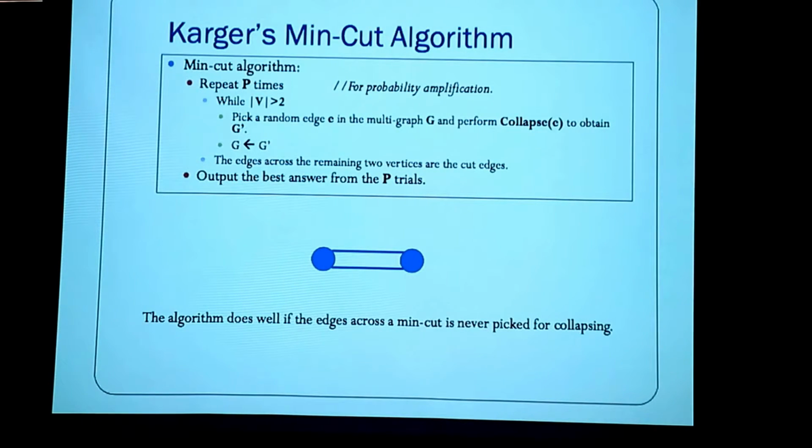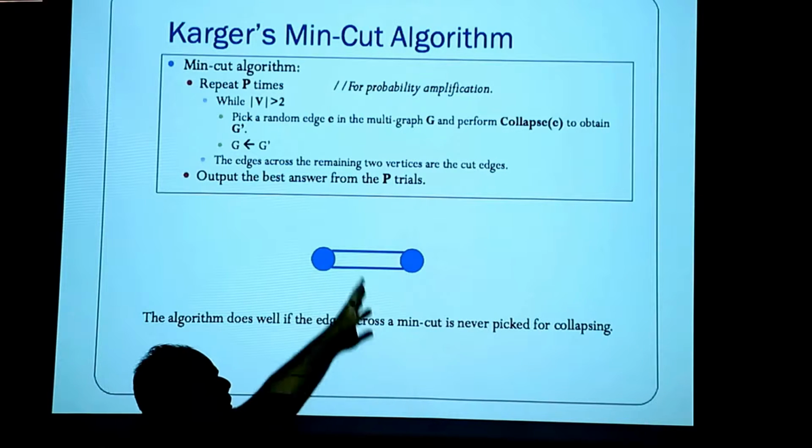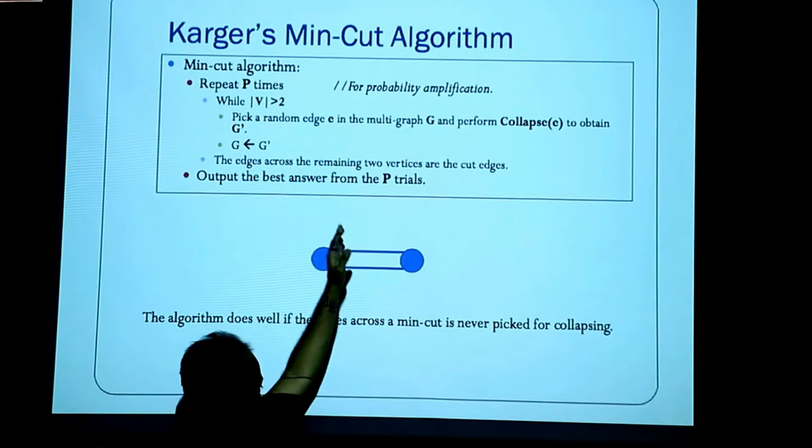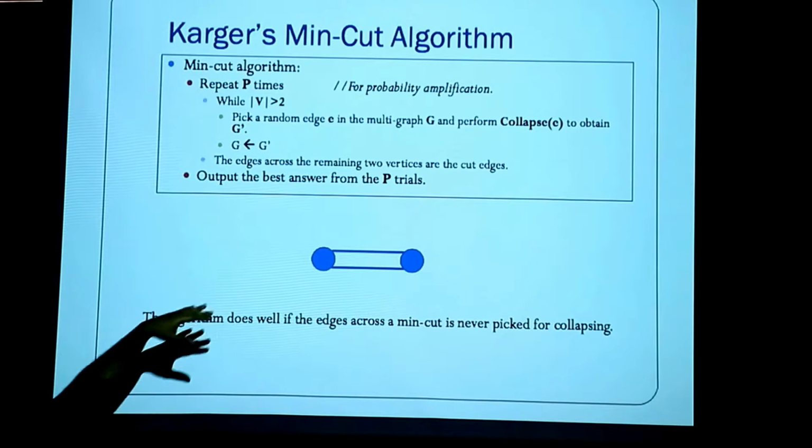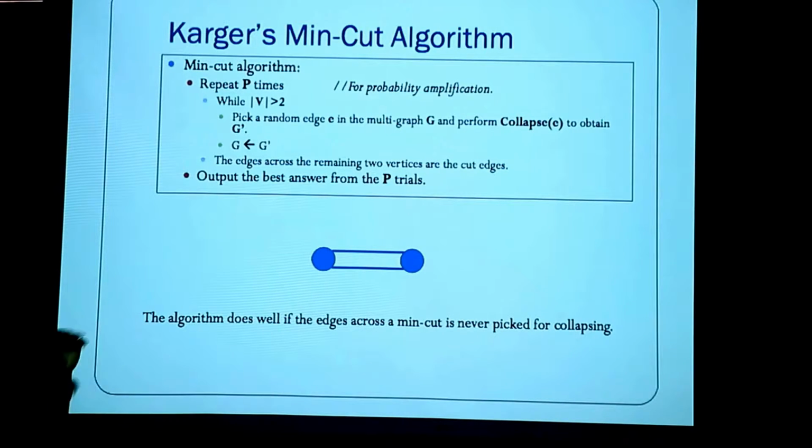And once you have 2 vertices, all the edges that are between these 2 vertices form the cut. Those are the cut edges. And you repeat this p times. So this is just showing how the algorithm works.